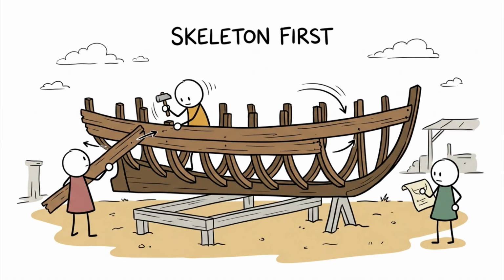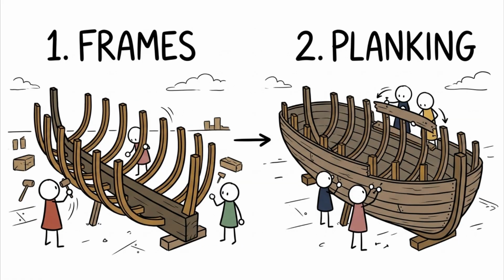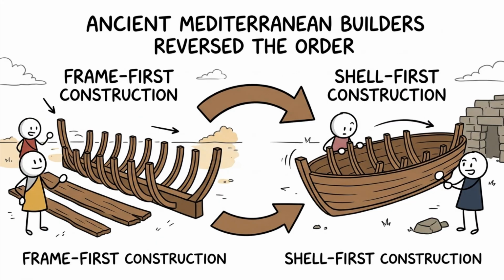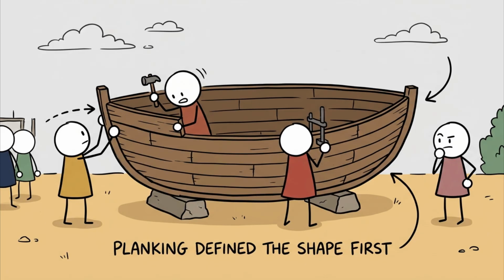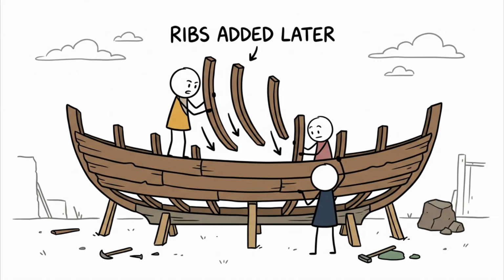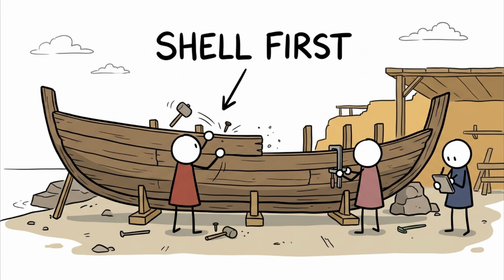Modern wooden ships are often imagined as skeletons covered with an outer skin. Frames define the shape first. Planking is then attached over those frames. Many ancient Mediterranean ships were built in almost the opposite order. The outer planking was assembled first, creating much of the hull's shape. The ribs were inserted later, after the shell had already begun defining itself. Archaeologists call this family of techniques shell-first construction.